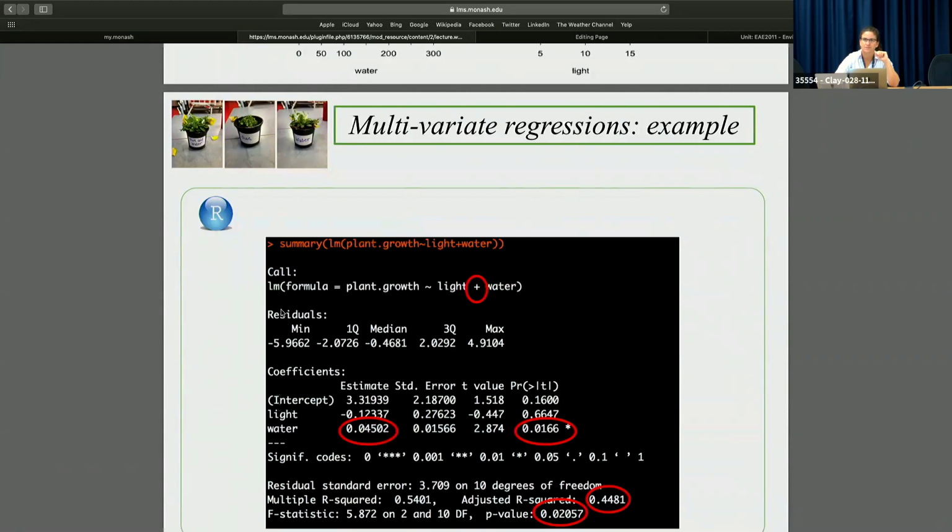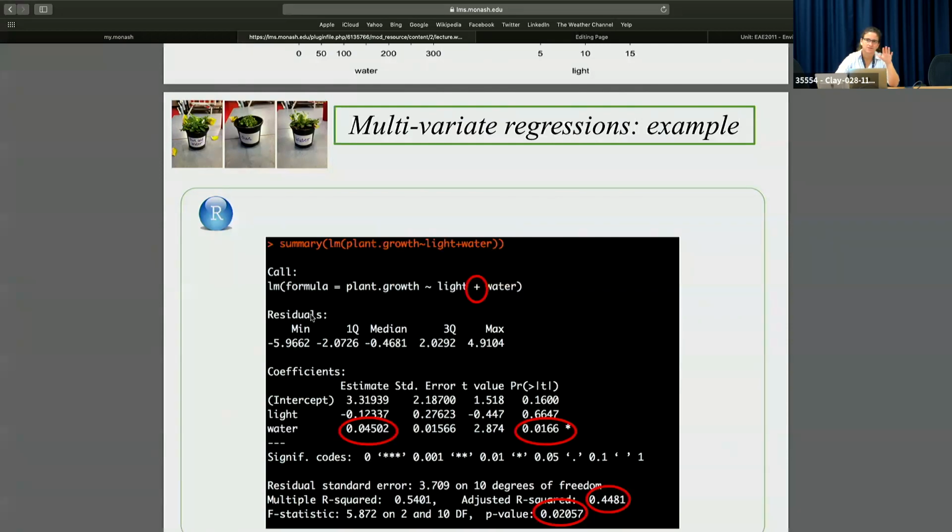When I run my model, I can ask for the summary, right? And what it will tell me are these different lines. The first one is the call. What is this? It tells me this is the linear model with this formula: plant growth as a function of light plus water. And you always look at this row to make sure this is really what you meant, right?